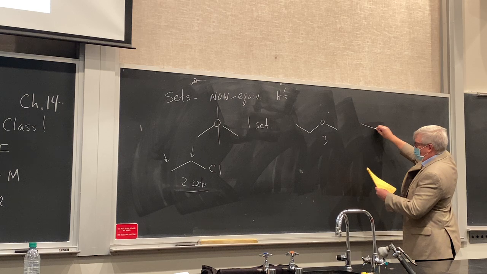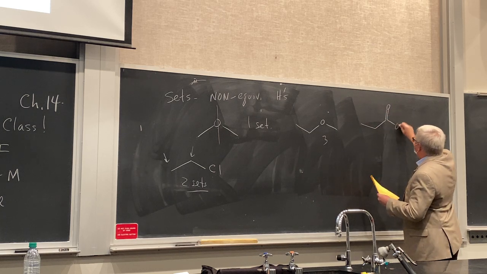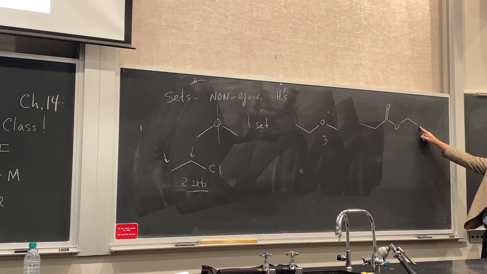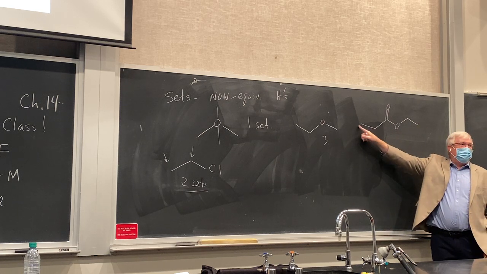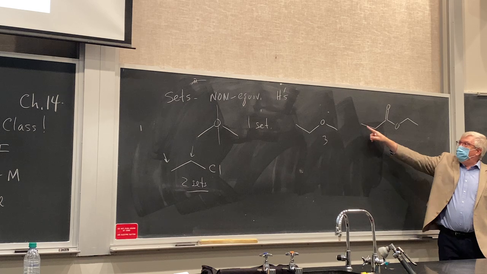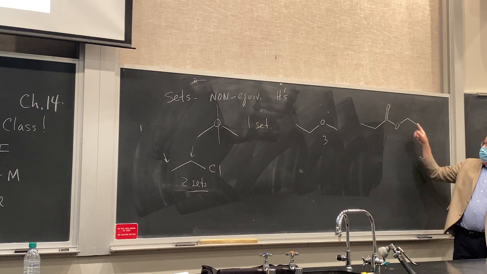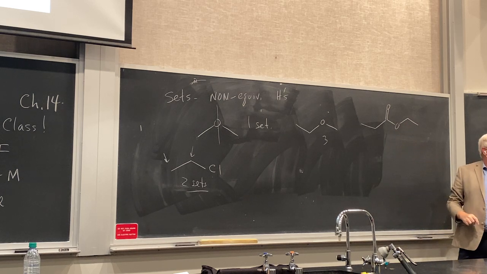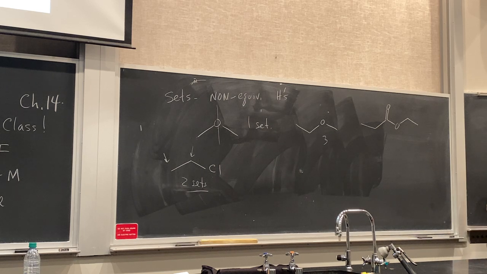Okay, how about this one? Ester. How many sets there? Hold up your hand. Somebody's saying 4. Does that make sense? Yeah, somebody says 3. Okay, let's figure this out. Is this methyl the same as that methyl? This methyl's next to a methylene next to a carbonyl. This methyl's next to a methylene next to an oxygen. So are those going to be the same or different? They're going to be different, okay?